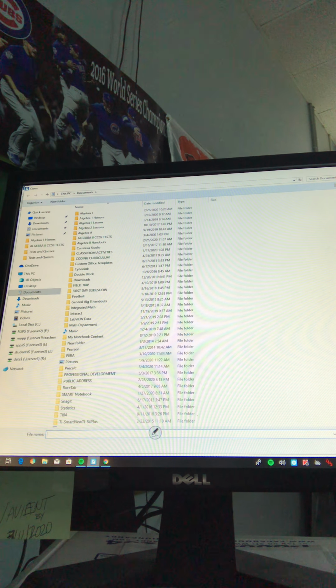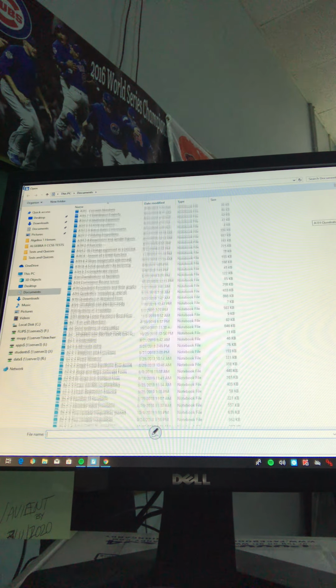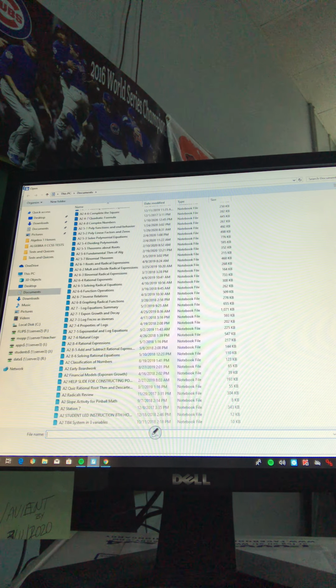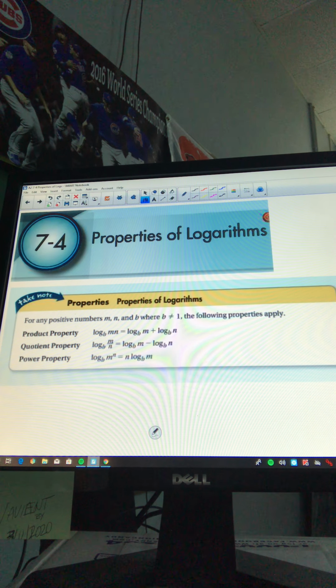expanding logarithms. All right, properties of logarithms. Okay, if you recall, we have the product property, quotient property, and the power property. And those are the three properties that will get us through logarithms, and especially logarithmic equations, okay?